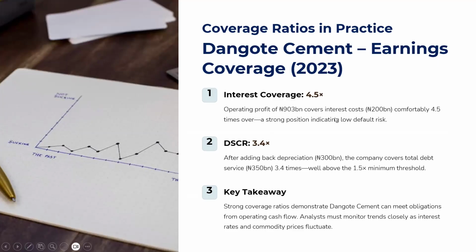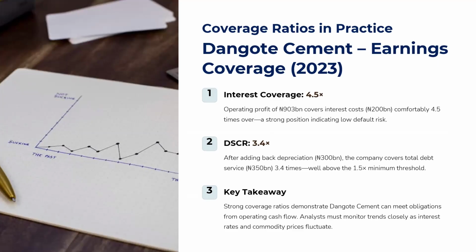Yes, you can confidently deduct 200 billion from 903 billion. You are left with 703 billion, which is still good for you. And you can still give out dividends to shareholders after interest has been settled.